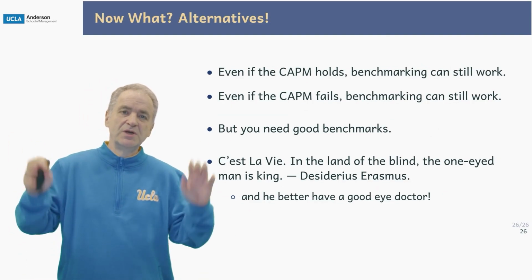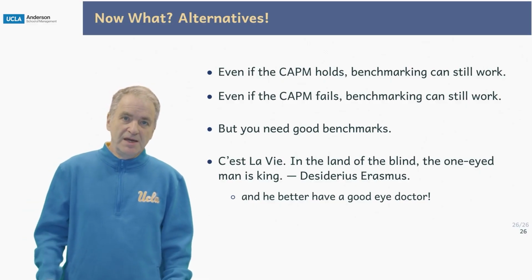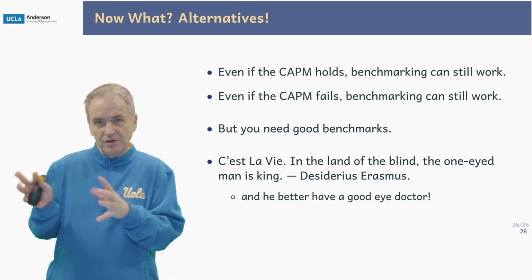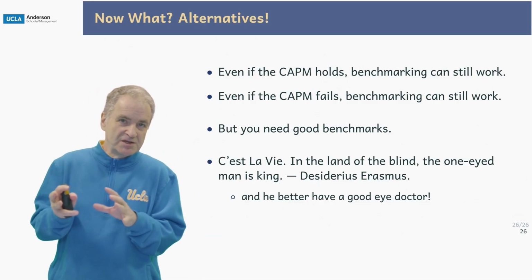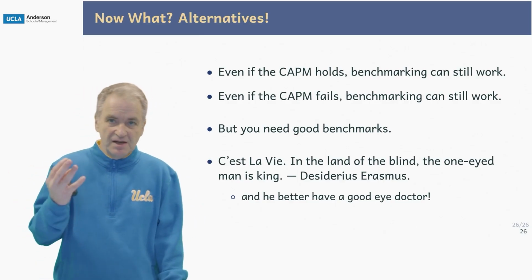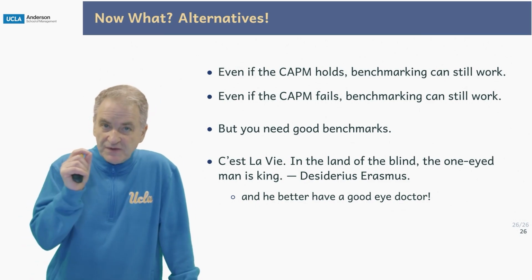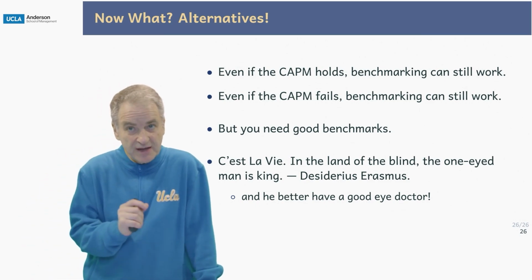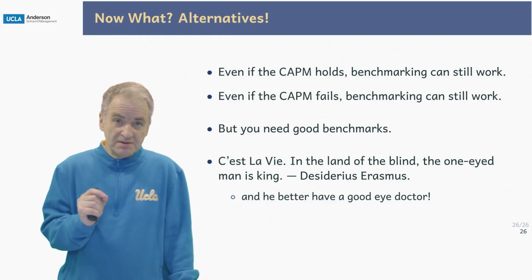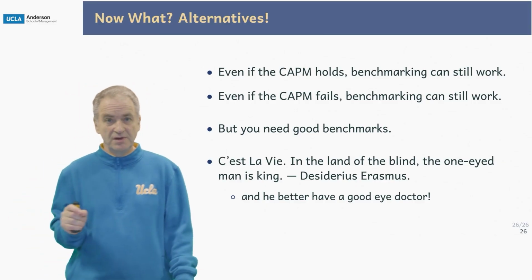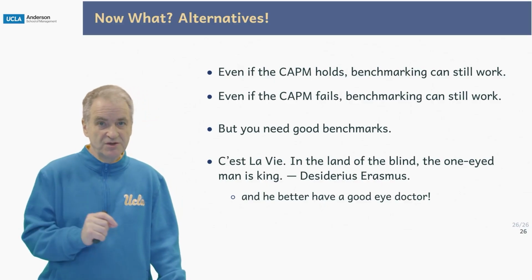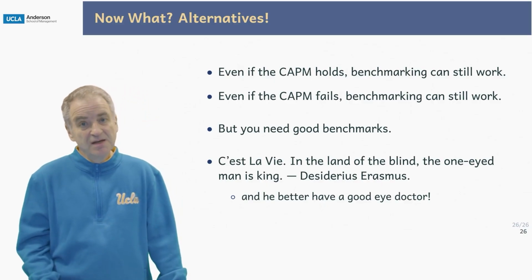Now what? What can we do in the real world? Well, even if the CAPM holds, benchmarking can still work. It's just that the kind of firms that you would use may not necessarily just be dependent on the beta, but maybe similar firms in the same industry and same size. You could still work with them. Even if the CAPM fails, and this is the important part, and we know that the CAPM fails, benchmarking can still work. You still need the good benchmarks. Okay, that one I cannot get you around. And without the CAPM, I cannot even tell you what is a good guideline for what the right benchmarks are. That's what it is. That's how life is.